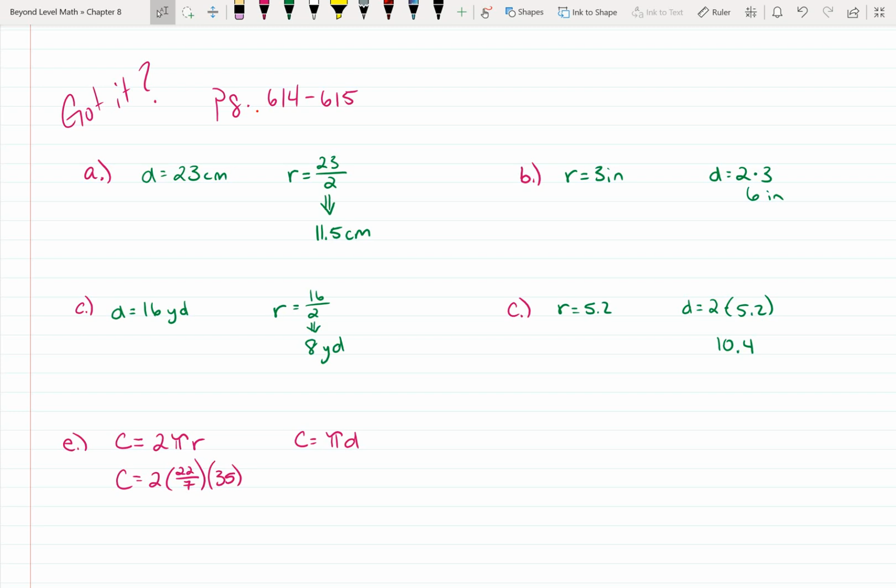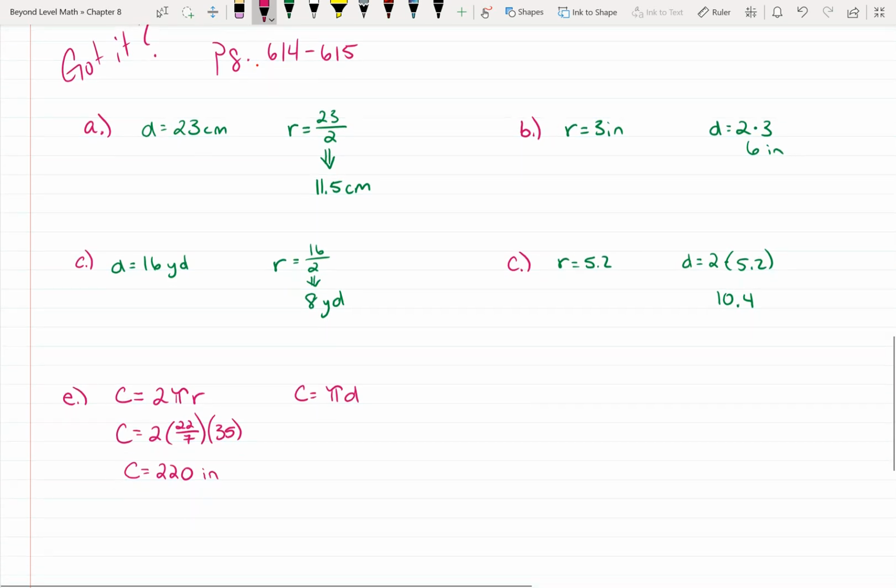So use your calculator, of course. I'm going to tell you verbally how to type this in. You would do 2, parentheses, 22 divided by 7, because the fraction bar is the same thing as division, close parentheses, and another set of parentheses, type in 35, close parentheses. When you press equals, you should get C equals 220, and it's going to be inches. Because we're not finding area, it's not inches squared. Area is the only thing where our units need to be squared.